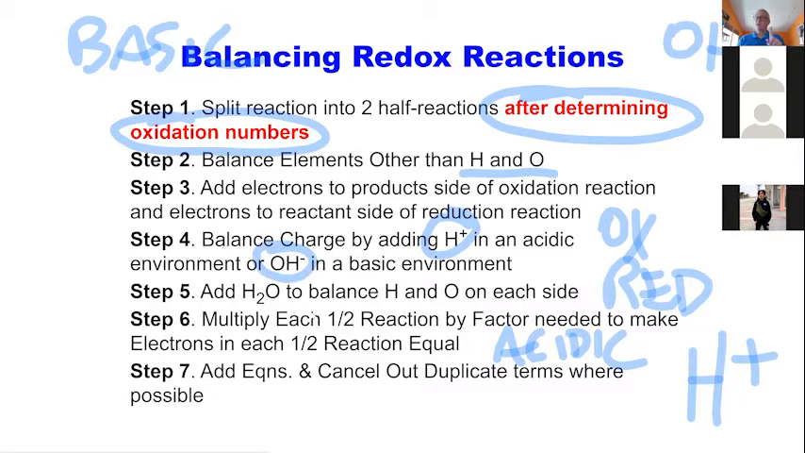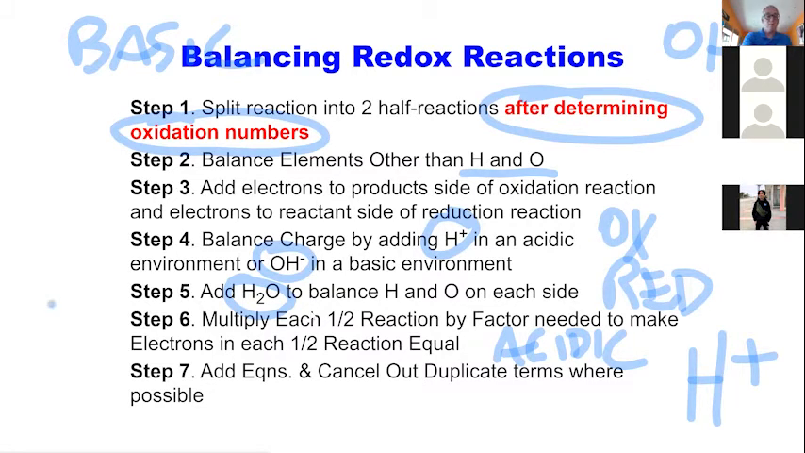Now remember, the charge is not always going to be 0. Sometimes it might be +2 on both sides, or it might be -3 on both sides, but it just has to be the same on both sides. So then we add water to balance out the number of hydrogens and oxygens. We add water wherever we need to. If there's excess hydrogen on one side, we put water on the other side to balance out the hydrogen.